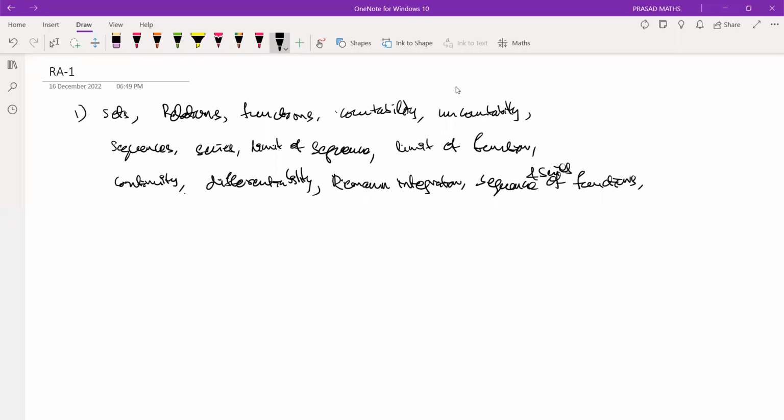Okay, so let me introduce the notion of set theory. So what is meant by set? Anybody? A collection of well-defined objects is called a set. A collection of well-defined objects.